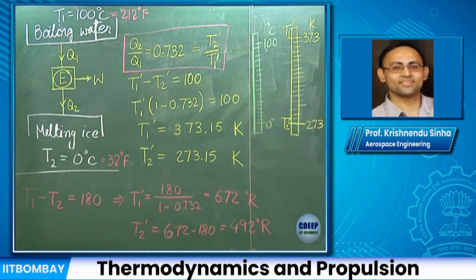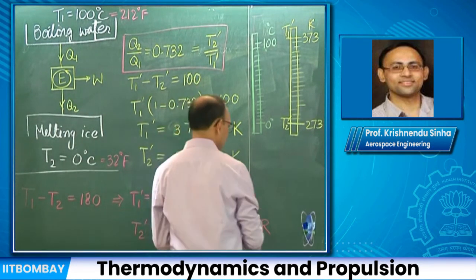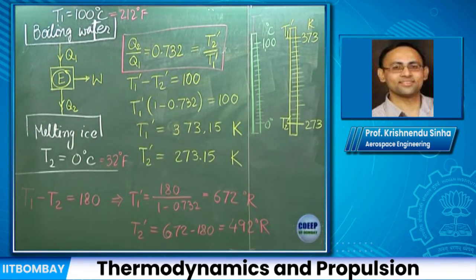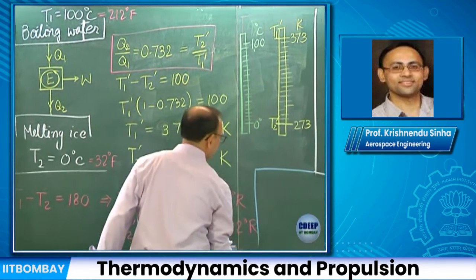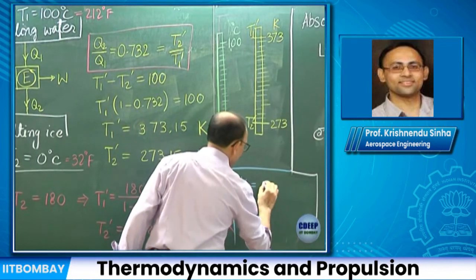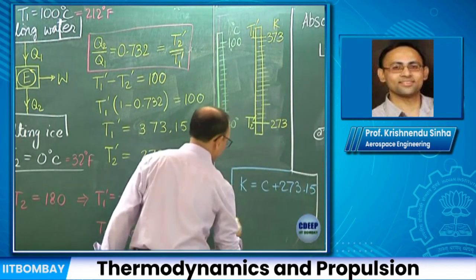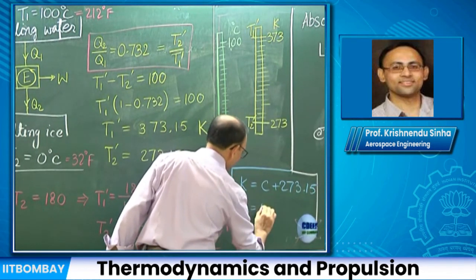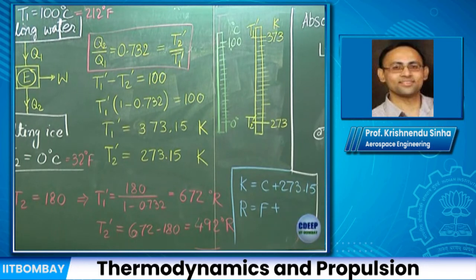All right. So finally, let me write this here, that Kelvin scale is centigrade plus 273.15 and Rankine scale is Fahrenheit plus 460, if I am not wrong, 460.